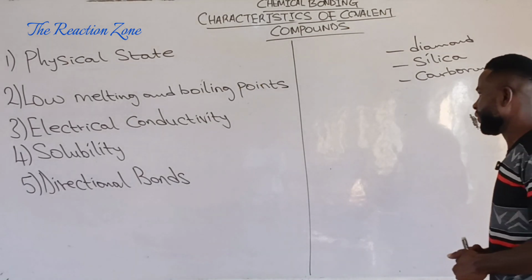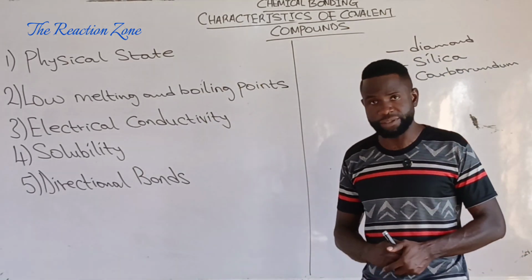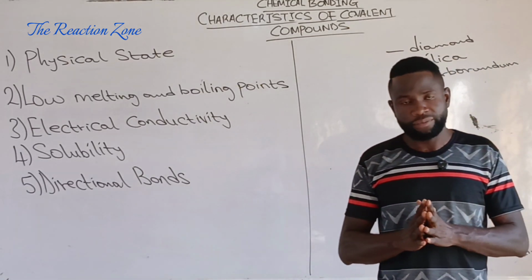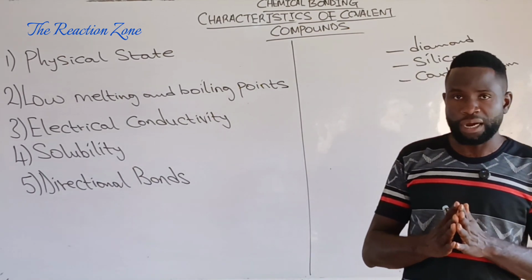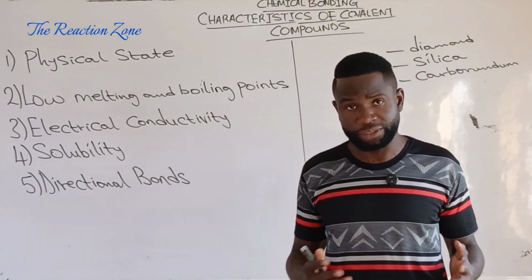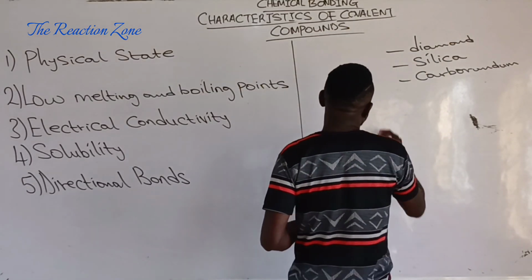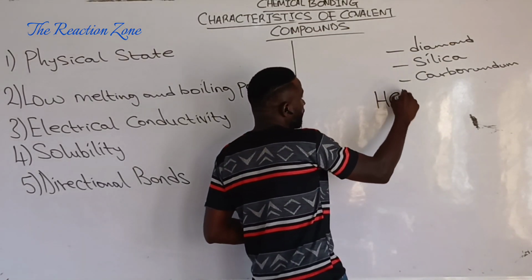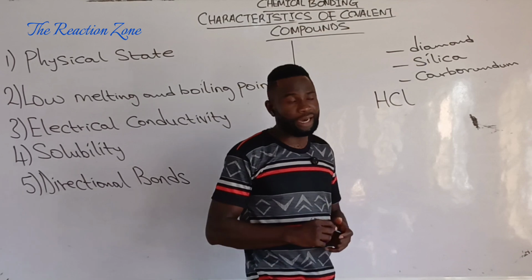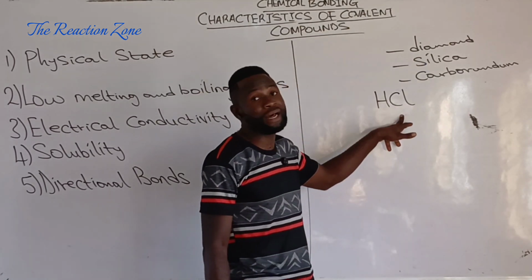The third is electrical conductivity. Generally, covalent compounds are poor conductors of electricity. However, covalent molecules such as HCl can conduct electricity, and this is as a result of its polar character.